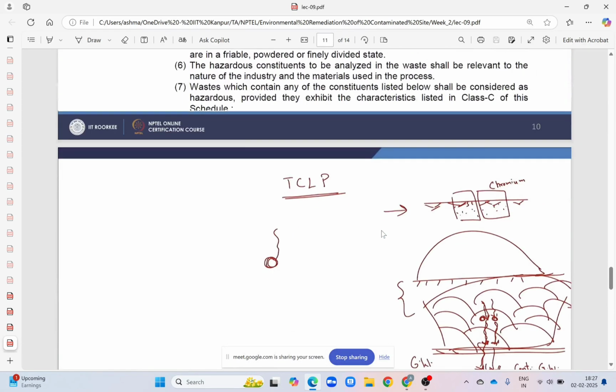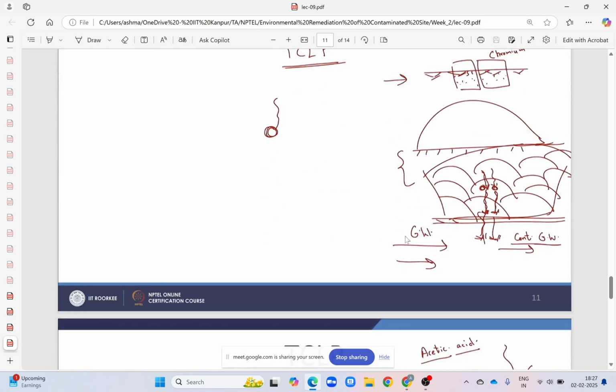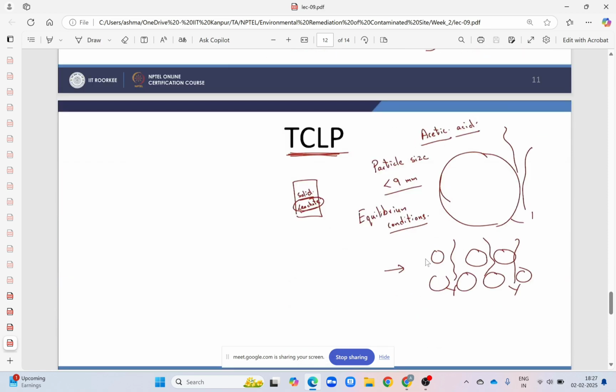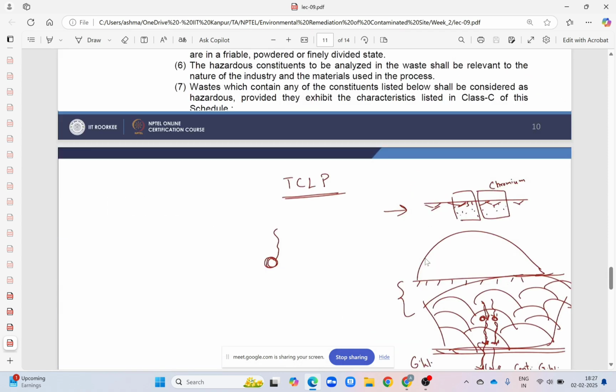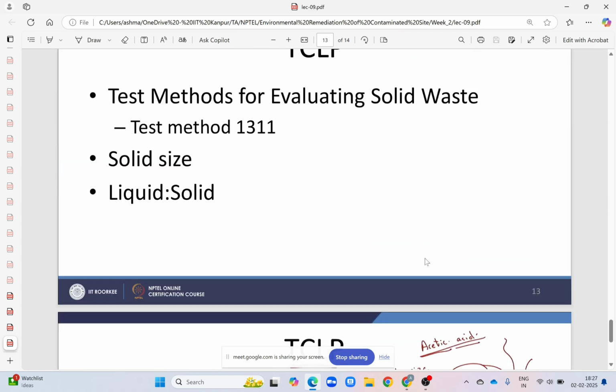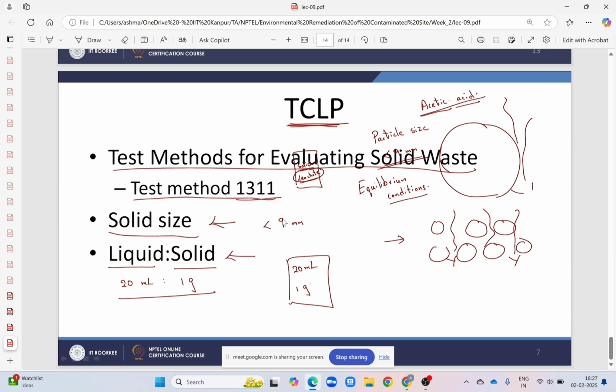So what happens in the TCLP test? Acetic acid is taken. Suppose we have some solid waste. We take the solid waste, then we have to reduce the particle size to, I think, less than 9 mm or 8 mm. I'm not remembering the value of the particle size. So 9 mm. We have to reduce the particle size of that waste by crushing. We can use a mortar and pestle, or we can crush it in a grinder. Then we will take the extractant solution.